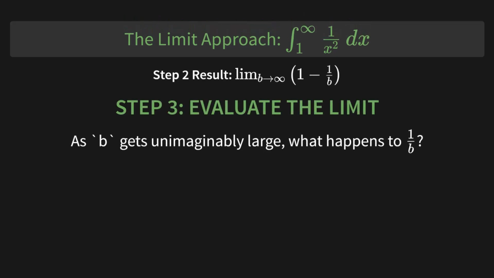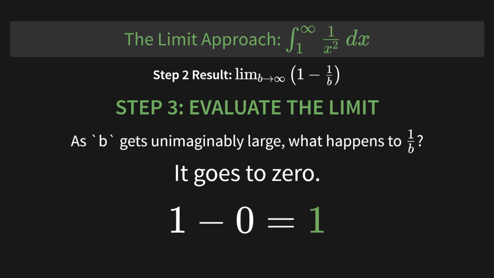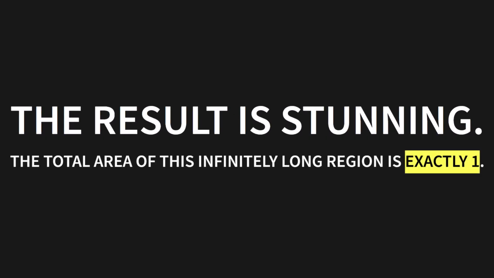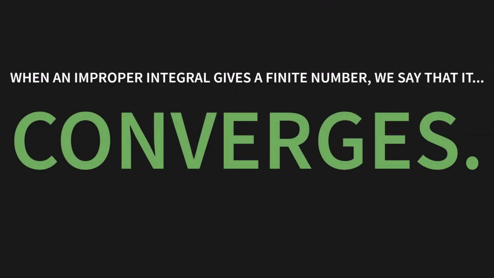Okay, we're at the final step. Step 3. Evaluate the limit. As b gets unimaginably large, what happens to that tiny fraction, 1 over b? It goes to 0, which means our limit is just 1 minus 0, which equals 1. The result is stunning. The total area of this infinitely long region is exactly 1. When an improper integral gives a finite number like this, we say that it converges.